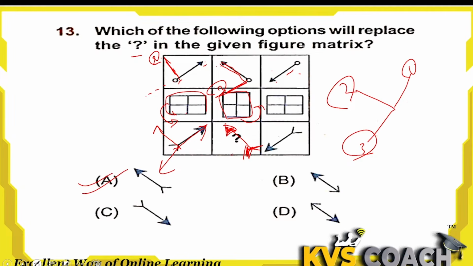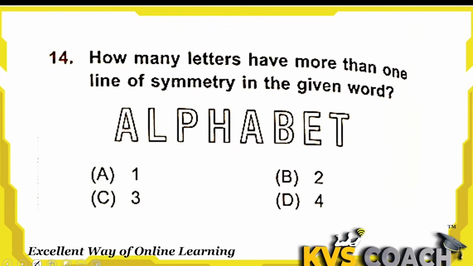Okay. Next is, how many letters have more than one line of symmetry in the given word? A has only one line of symmetry. L does not have any line of symmetry. P does not have any line of symmetry. H, this one and this one, has 2 lines of symmetry. This is 1 and this is 2. And A again has 1 line of symmetry.